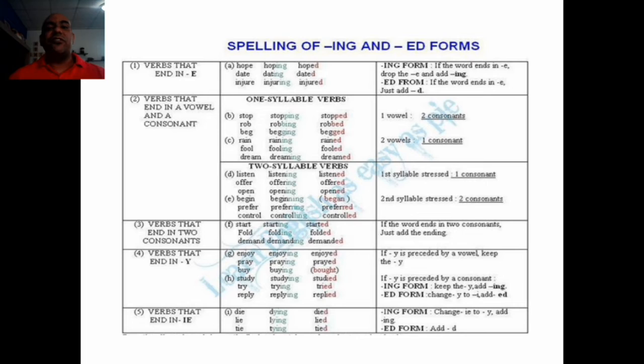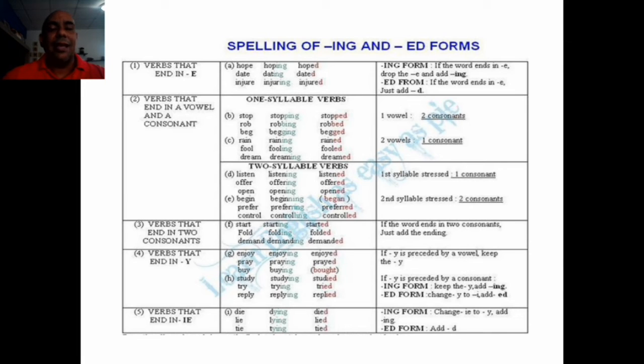Then, here I have a chart that explains to you the rules of the ing and the ed forms. Please pay attention, because you're not only going to use this this year, you're going to use these rules your entire life. Rule number one: verbs that end in e. If you have a verb that ends with the letter e, in the case of the ing ending, you need to drop the e and use the ing form.